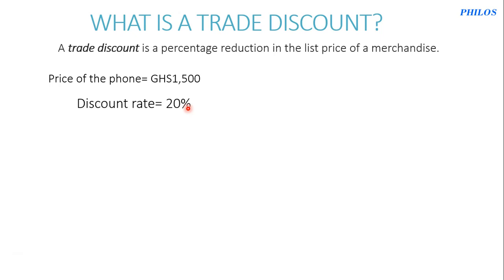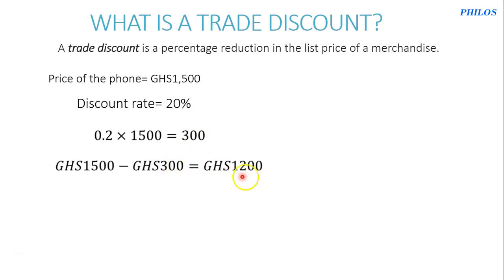Okay, so to know the discount we are giving you, you can convert this 20% to decimals. That is 20 divided by 100, and that will give you 0.2. So you multiply this 0.2 by the price of the phone. When you do that, you have 0.2 times 1,500, and that will give you 300. So we are going to reduce the price of the phone by this 300. So 1,500 Ghana cedis minus 300 Ghana cedis will give you 1,200 Ghana cedis.